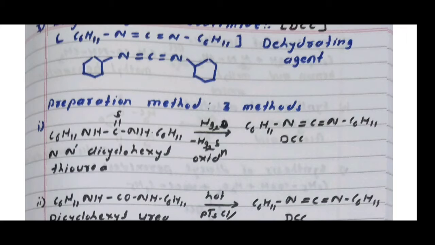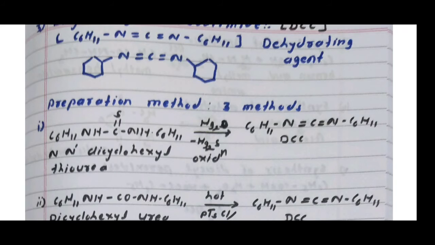This N,N'-dicyclohexyl thiourea is oxidized. Here oxidation means removal of hydrogen. Therefore, the hydrogen atoms attached to the nitrogen atoms are removed and the structure becomes C6H11 N=C=N C6H11, which is the DCC. Means N,N'-dicyclohexyl thiourea is oxidized in the presence of mercuric oxide to give DCC, dicyclohexyl carbodiimide. This is the first method of preparation of DCC.